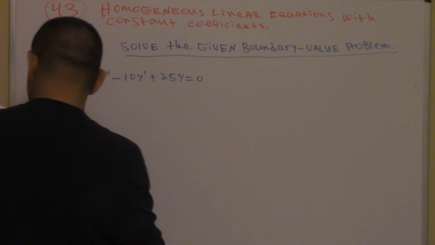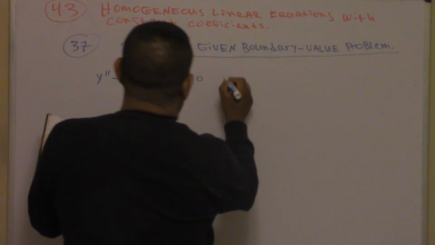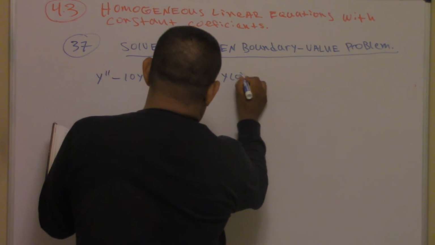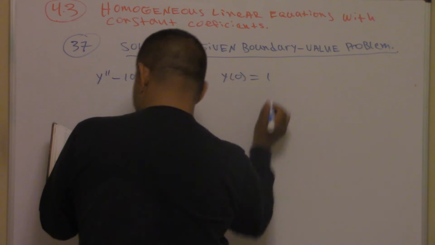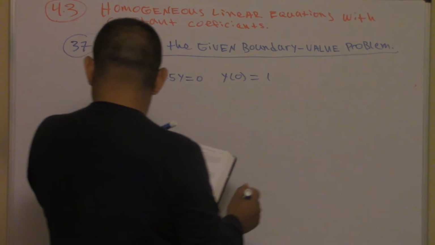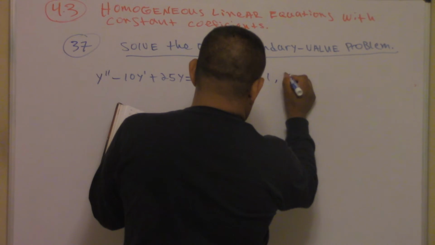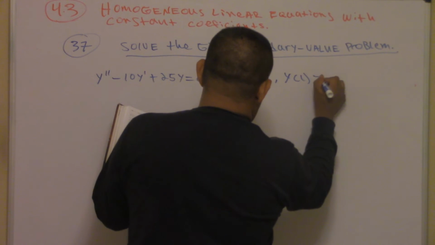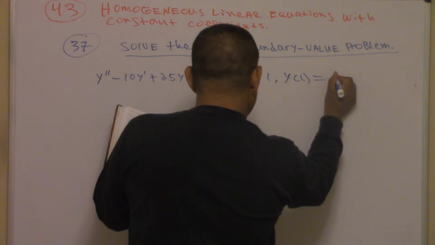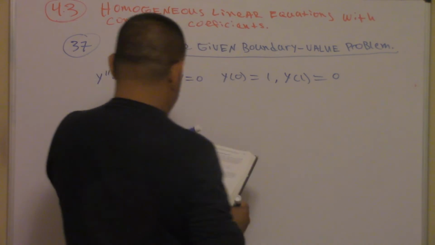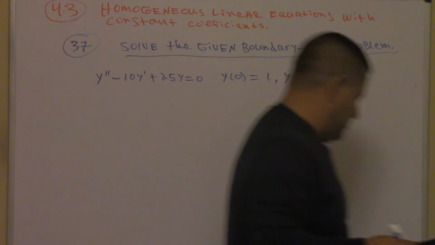Equals 0 at y of 0 is equal to 1 and y of 1 equals 0. Okay, so that's the problem.